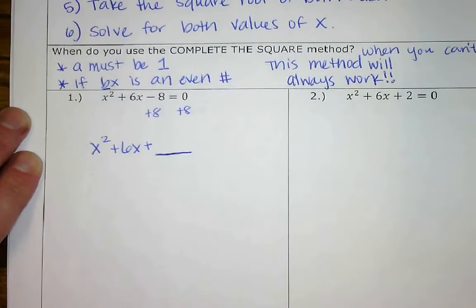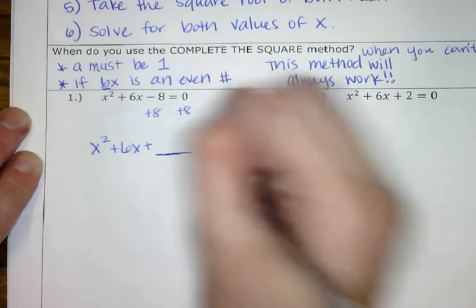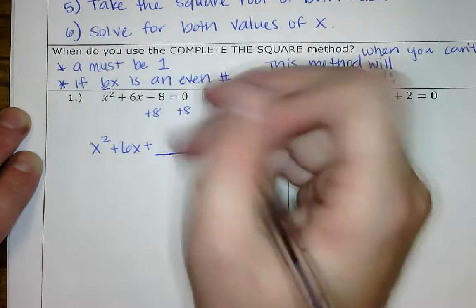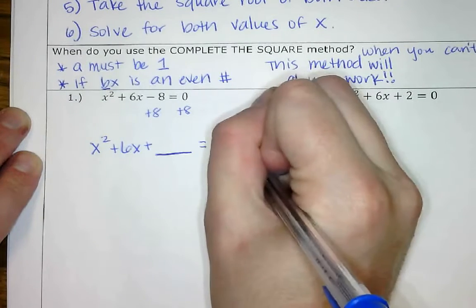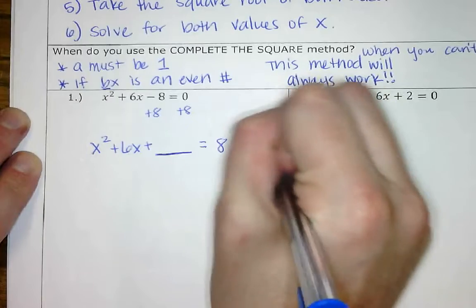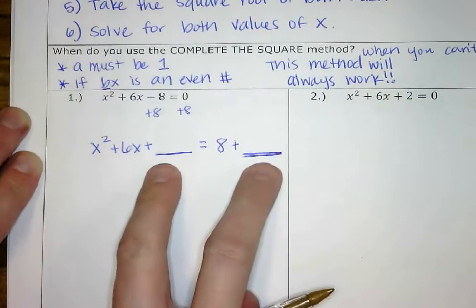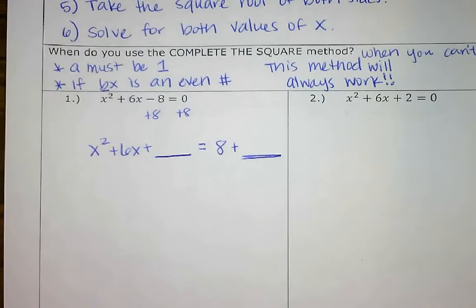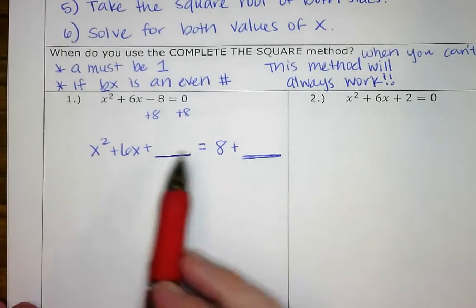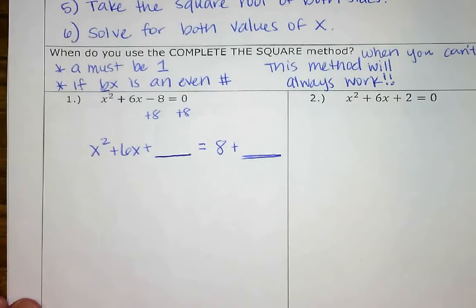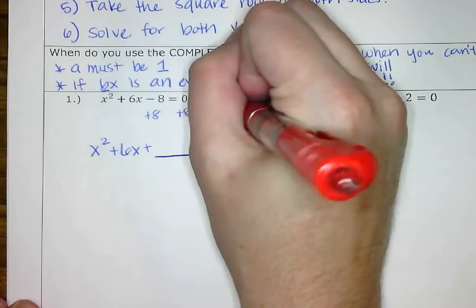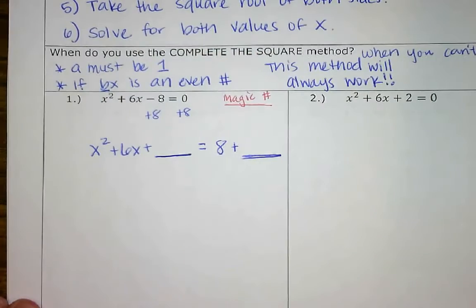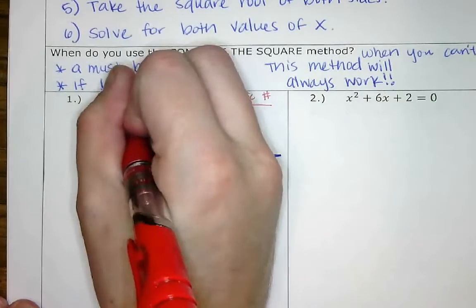And that's going to be equal to what's now on my right side of the equation? The 8. And then I'm going to say plus, and I'm going to leave a little blank spot, because this is where my magic number is going to go. When we complete the square, you leave a little placeholder. So speaking of magic numbers, we need to find that magic number, and that magic number is b over 2 squared.